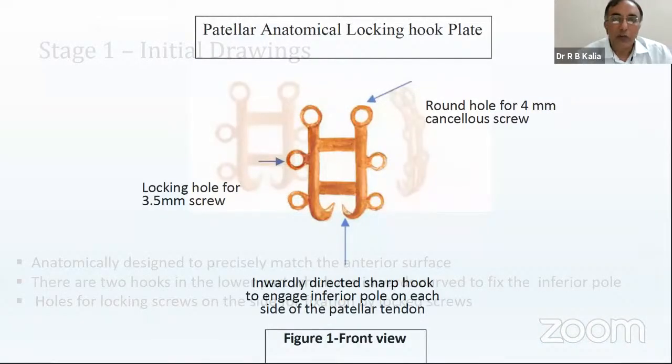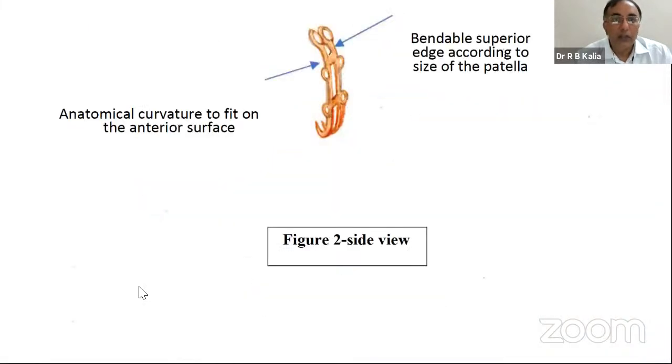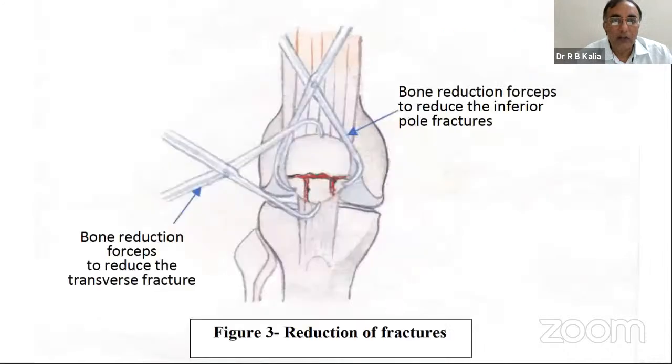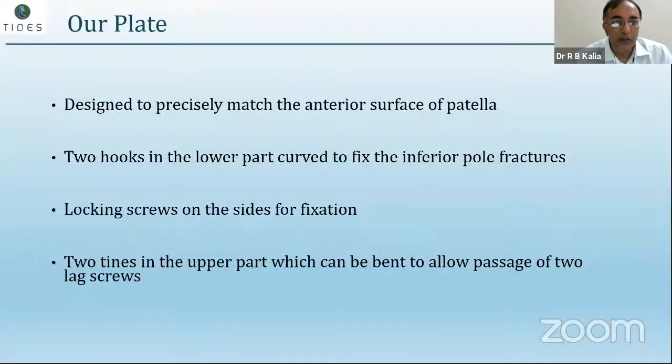And this is a side view which shows the superior part that will bend and accommodate the size of the patella. Now, this is the thing that we thought. This is the clamp in the distal fragment, this is the clamp in the proximal. And this was what we thought was the final reconstruction that we wanted. So we wanted four screws on the two sides, two screws from superior to inferior, and two sharp hooks to take care of our distal fragment. So our plate was designed to precisely match the anterior surface of the patella, and there were locking screws also. So it was combining compression as well as locking.